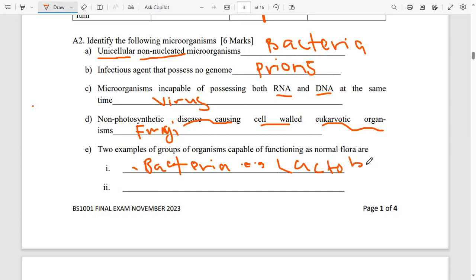Another example of a normal flora can be fungi, and here the specific example that I can give is candida. Very common normal flora, the candida. This candida is what we call a non-pathogenic strain, so it can't cause any disease on your body. Instead, it will start benefiting the body in one or two ways. So it will be known as candida.